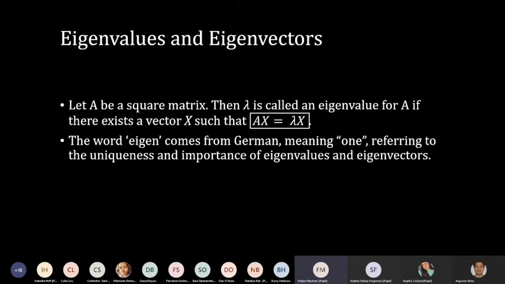And so eigen comes from German, it means one, and it refers to the uniqueness and the importance of these eigenvalues and eigenvectors that pretty much are the identity. Identity is a bad word in this context, but they kind of define the matrix.